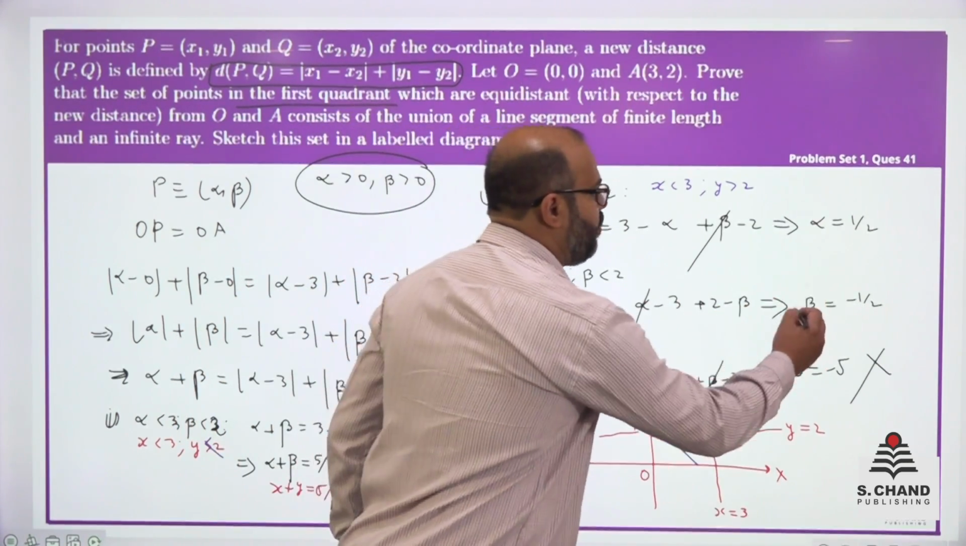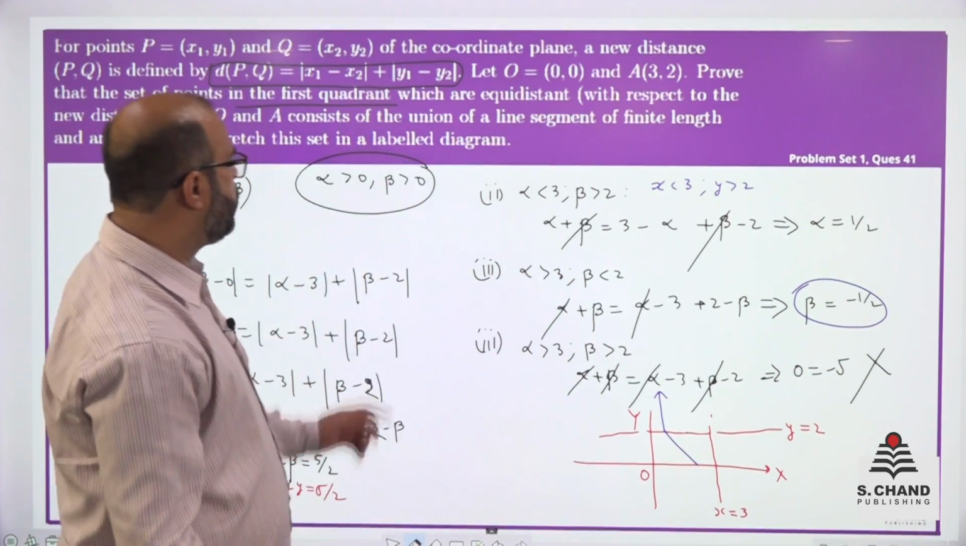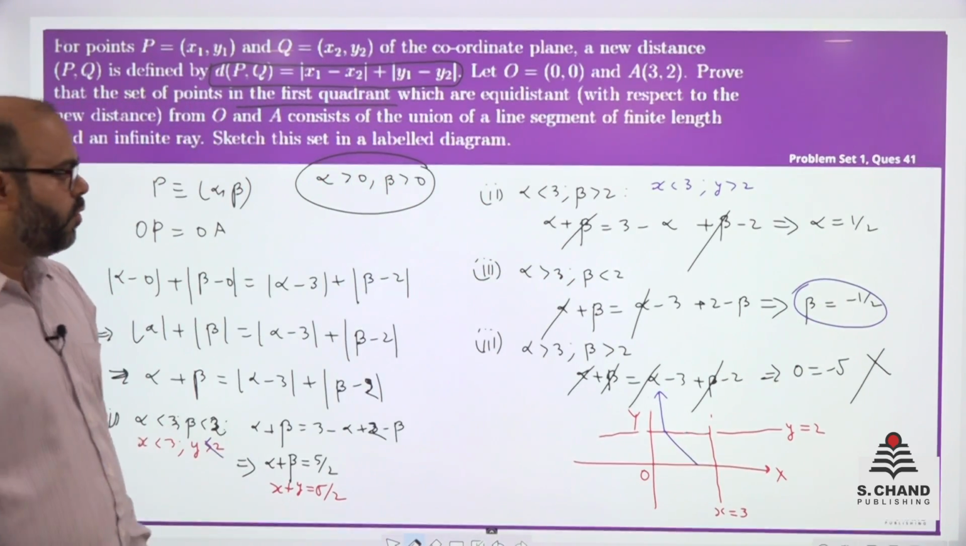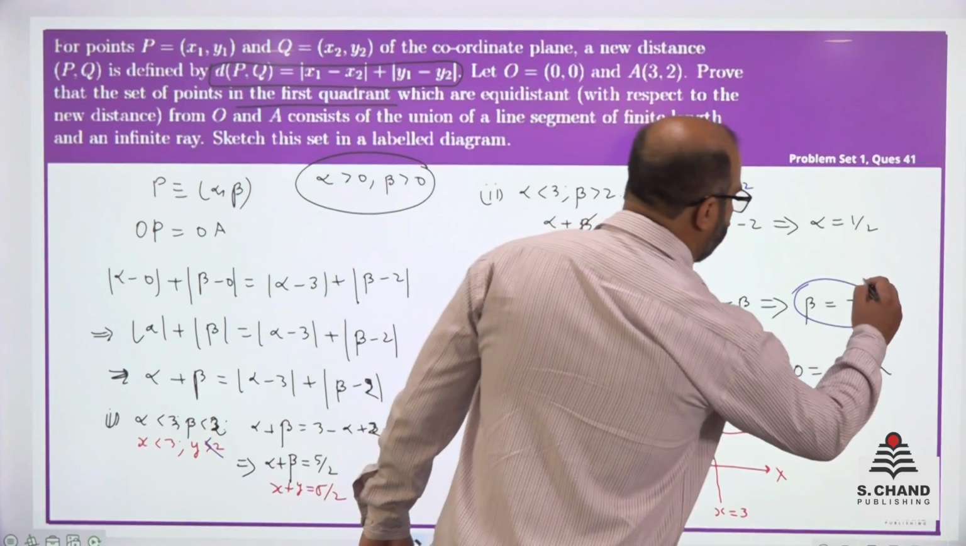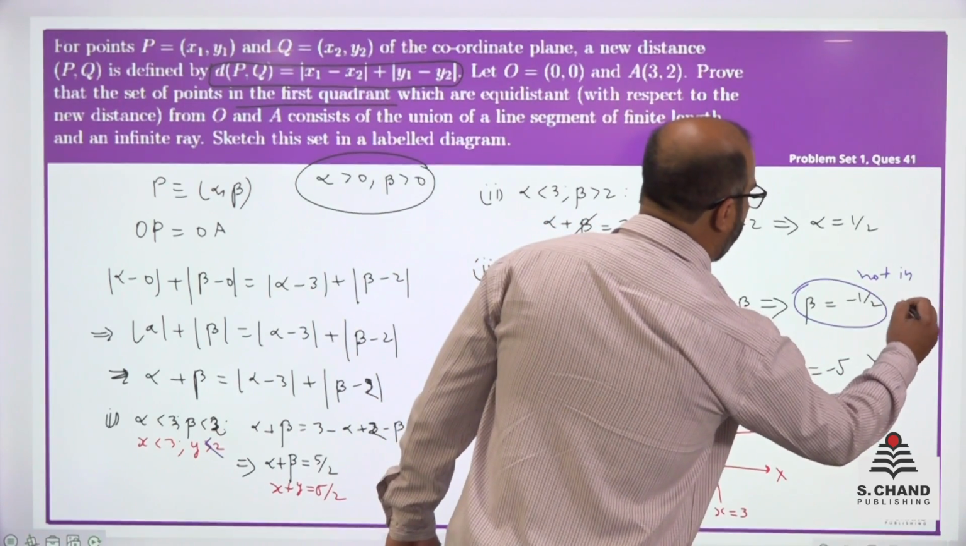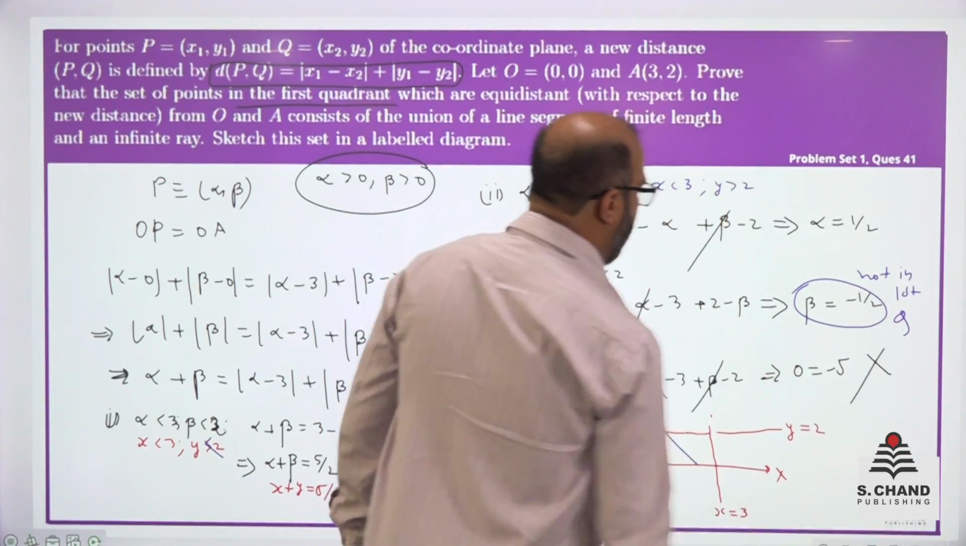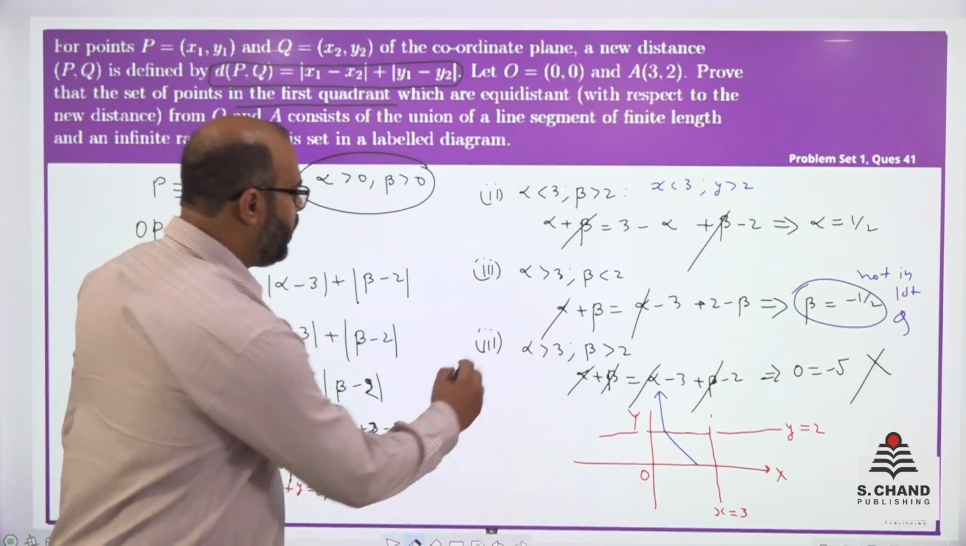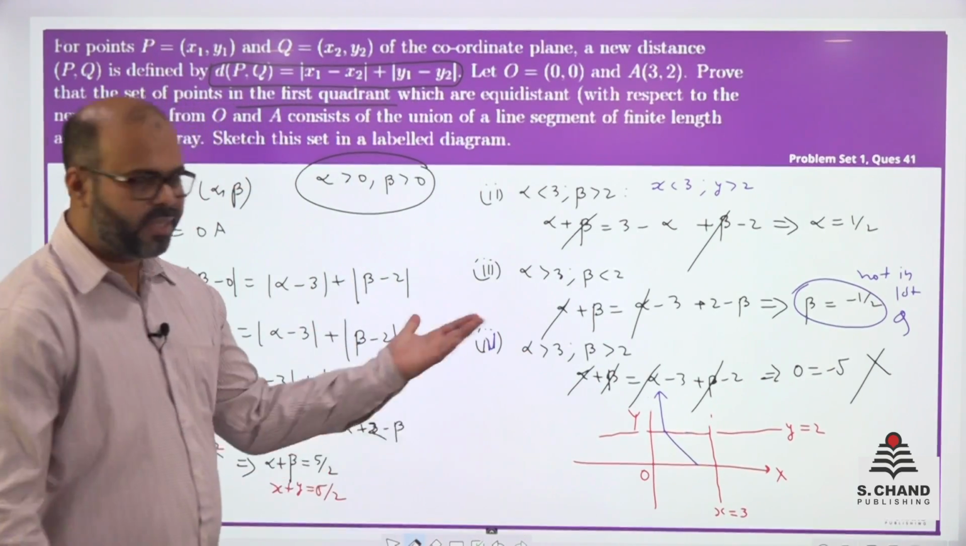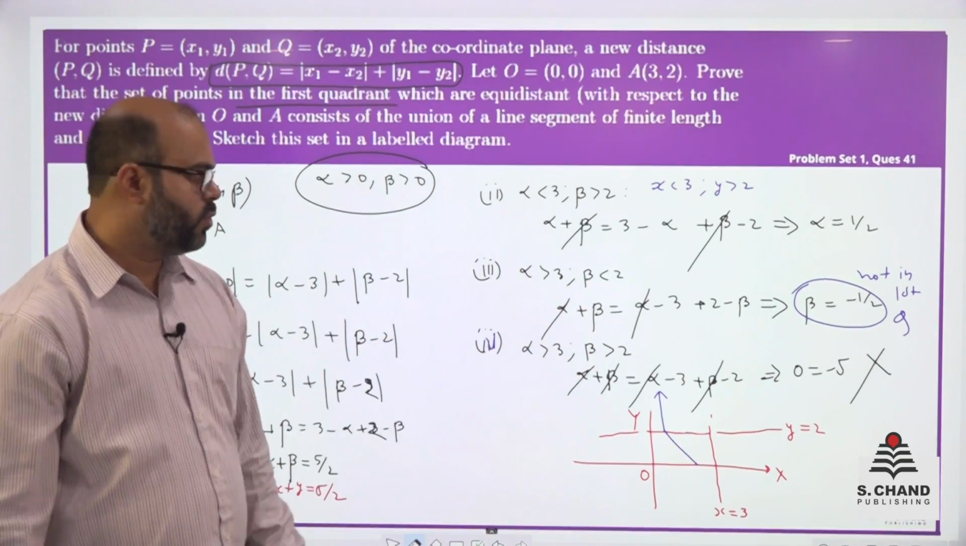But this minus half we can't take because it is not in the first quadrant. So we cannot consider this, not in first quadrant. And the fourth case was already not accepted because 0 is equal to minus 5 is not possible.